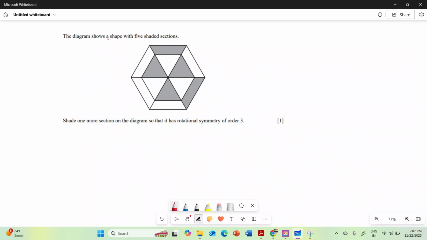This is the diagram. Show a shape of 5 shaded sections. This one is shaded: 1, 2, 3, 4, 5. Shade one more section on the diagram. Show that the rotational symmetry is of order 3.